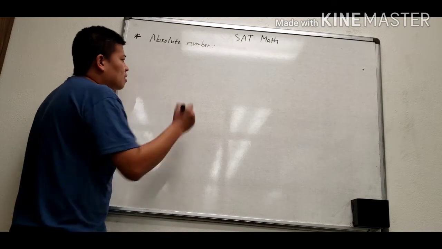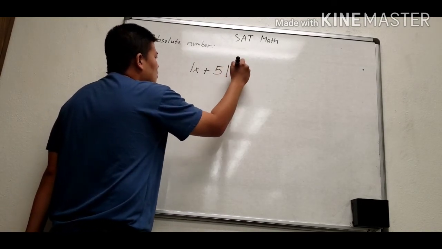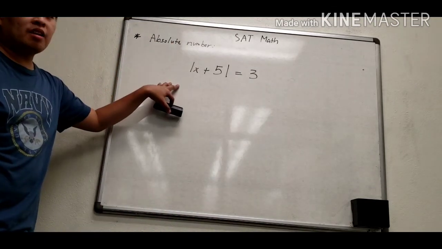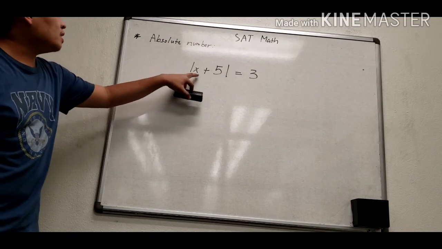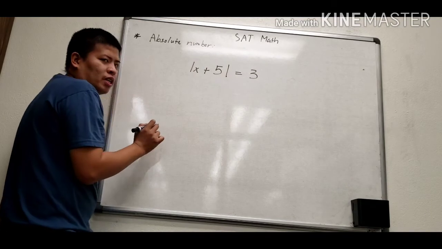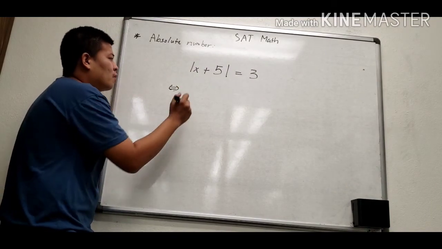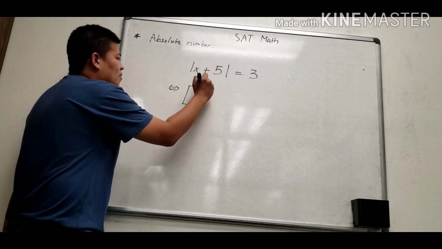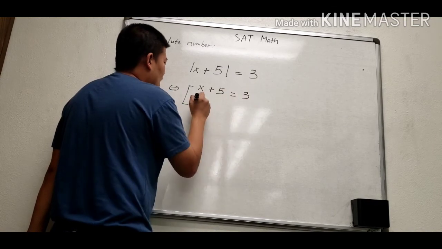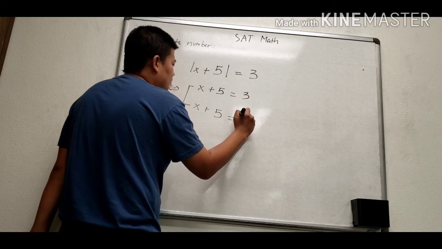So the next one, we have the basic absolute number equation: s plus 5 inside the absolute sign equal to number 3. When you solve an absolute equation, you will get s plus 5 equal to 3 and s plus 5 equal to minus 3.